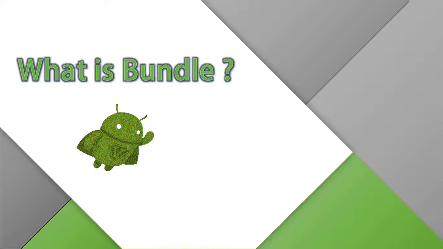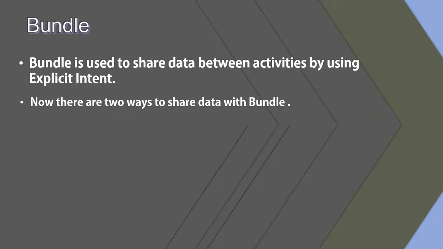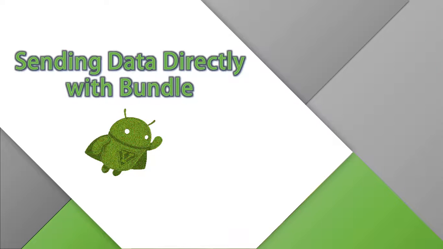Welcome to this lecture. In this lecture, we will get familiar with the bundle. Now the bundle is used to share the data between activities by using explicit intent. Now there are two ways to share the data with bundle. The first one is directly and the second one is indirectly. So in the next lecture, I will show you how to use the direct way to send the data with bundle.